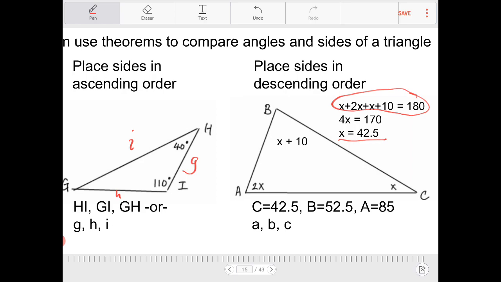Knowing the angle measures of angles A, B, and C, I can then determine the side lengths in descending order, which means I'm placing the longest side first, followed by the second longest, followed by the shortest. Since angle A is 85, side A will be the longest. Since angle B is the middle, it will be followed by side length B, and since angle C is the smallest, the shortest side length of the triangle will be side length C.